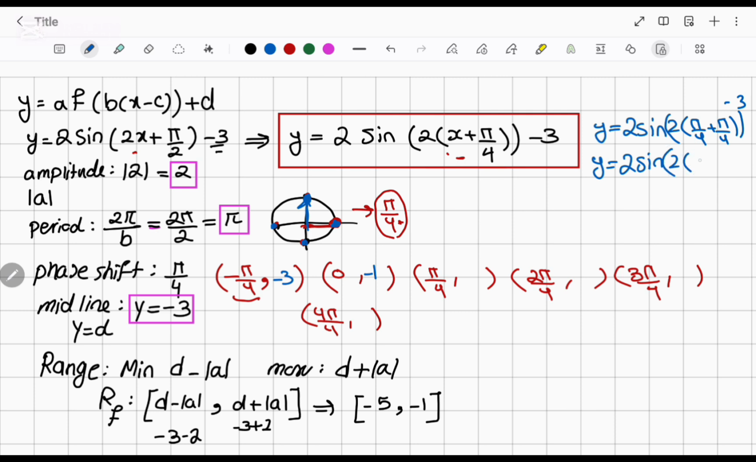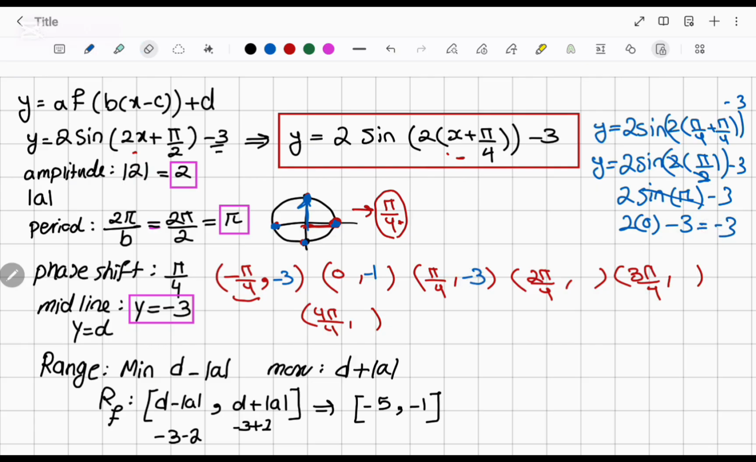It's going to be 2 pi over 4, which is actually pi over 2, minus 3. This 2 and this 2 cancel. So as you see, it's going to present this other one I told you before. So sine of pi is 0. So 2 times 0 minus 3 is going to be negative 3.